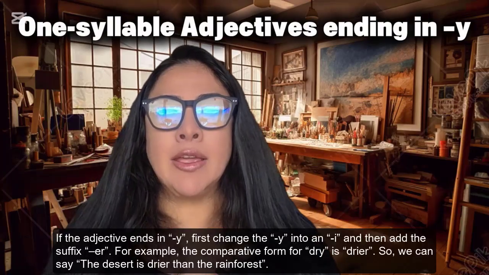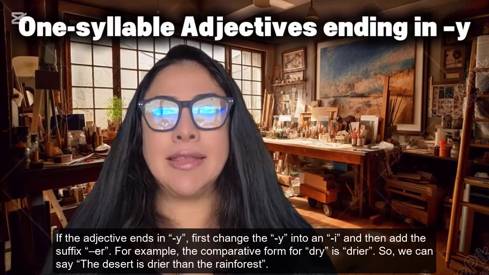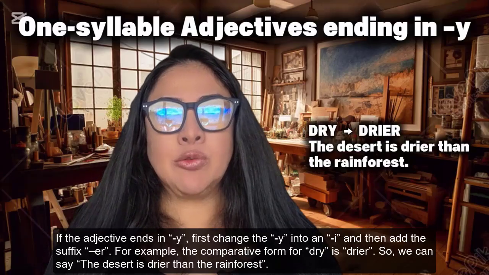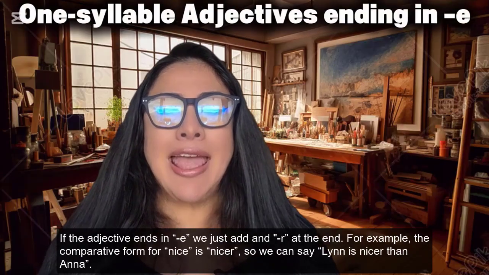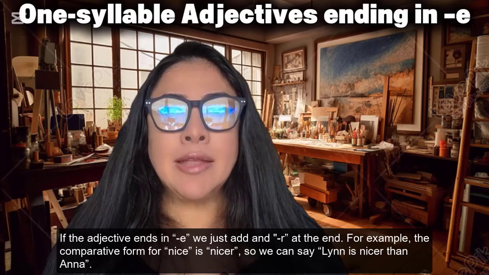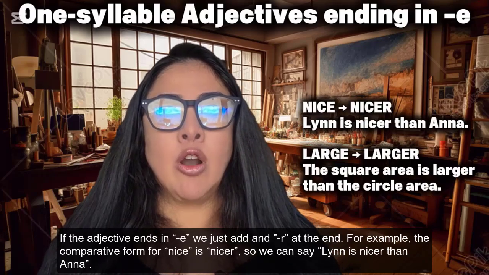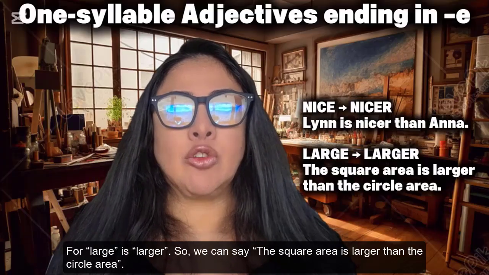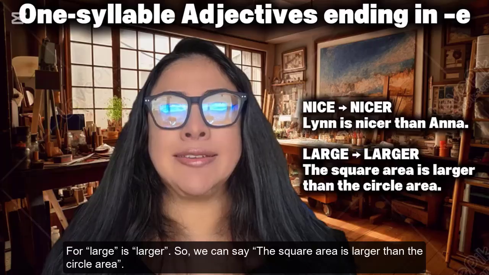If the adjective ends in Y, first change the Y into an I, and then add the suffix "er." For example, the comparative form for dry is drier, so we can say the desert is drier than the rainforest. If the adjective ends in E, we just add an R at the end. For example, the comparative form for nice is nicer, so we can say it is nicer than Anna. For large is larger, so we can say the square area is larger than the circle area.